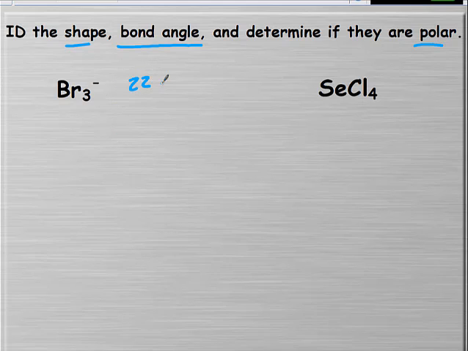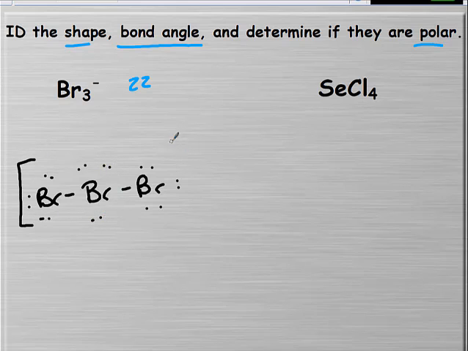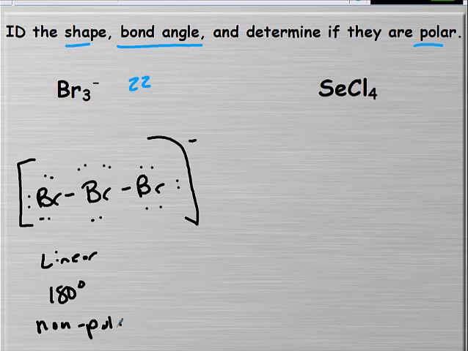You should have had 22 valence electrons. So Br's in the middle. And on this one, we have extra electrons. Extra electrons go on the central atom. Don't forget your brackets and charge. So 2 atoms and 3 lone pairs is going to be linear because all the lone pairs will be in the central axis. So linear is 180 degrees. And again, because the lone pairs are in a different axis, that's going to be nonpolar.